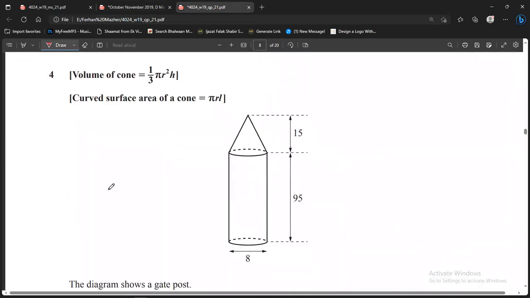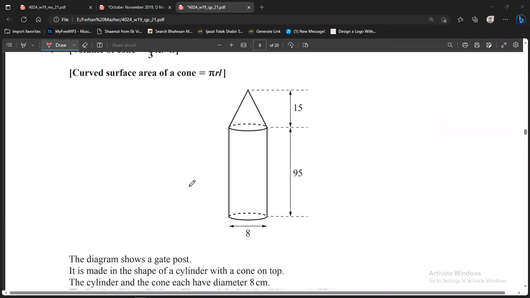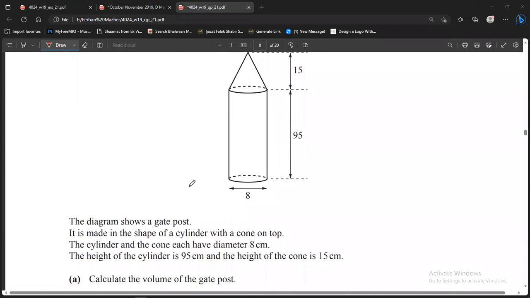Now we are going to the next question, and that is question number 4. On your screen, question number 4 is showing up. Volume of a cone is equal to 1/3 pi r squared h. The curved surface area of a cone is pi r l. So here we have a solid, and the diagram shows a gate post. It is made in the shape of a cylinder with a cone on top. The cylinder and the cone each have the diameter 8 centimeter.